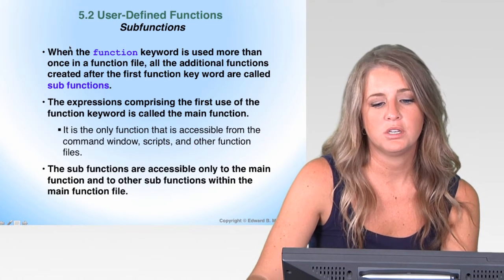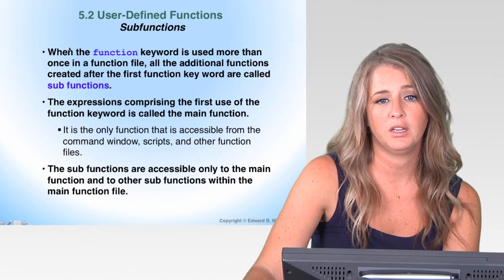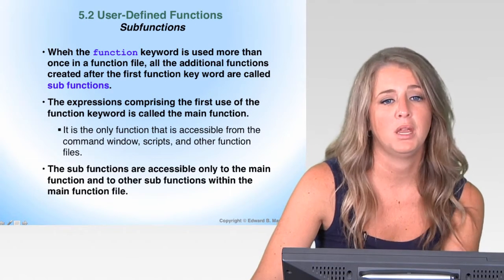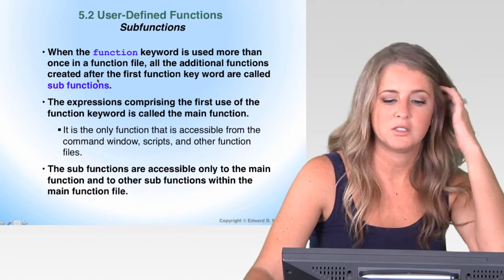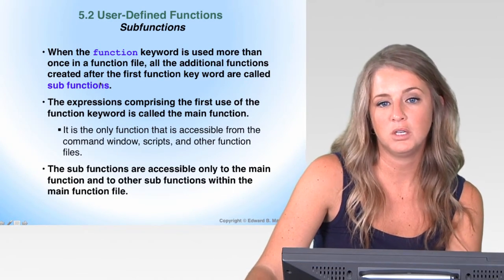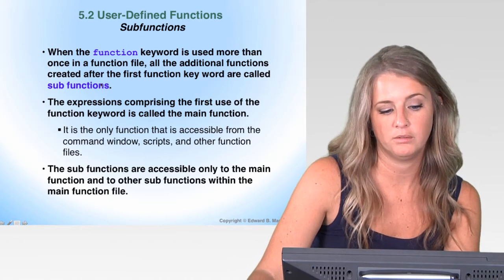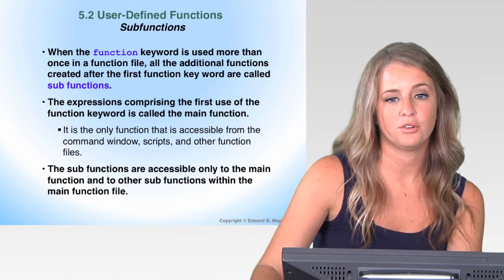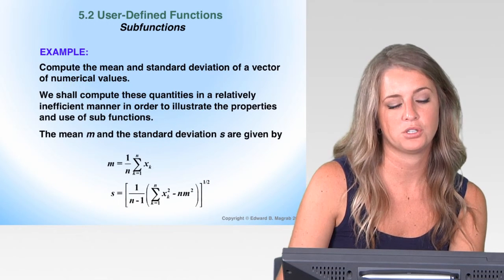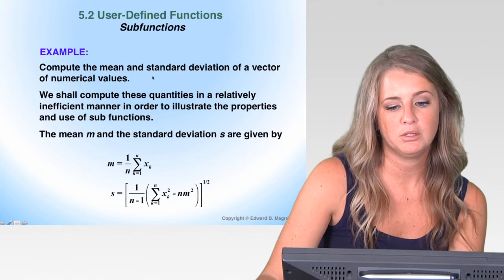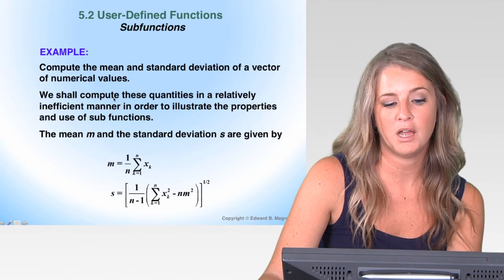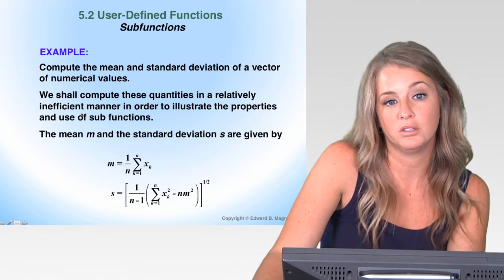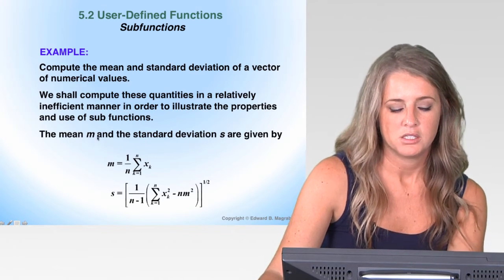When the function keyword is used more than once in a function file, again, that's referred to as a subfunction. So all other additional functions below that main function are subfunctions. The expressions comprising the first use of the function keyword is called the main function. We went over that. The subfunctions are only accessible to the main function and to other subfunctions within the main function file. So here's an example: compute the mean and standard deviation of a vector of numerical values. We're going to compute the quantities in a relatively inefficient manner just to illustrate the properties of subfunctions. So we have our two expressions here.